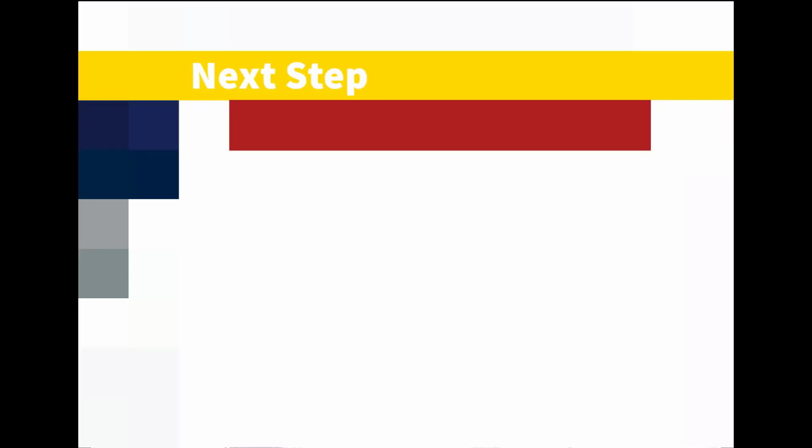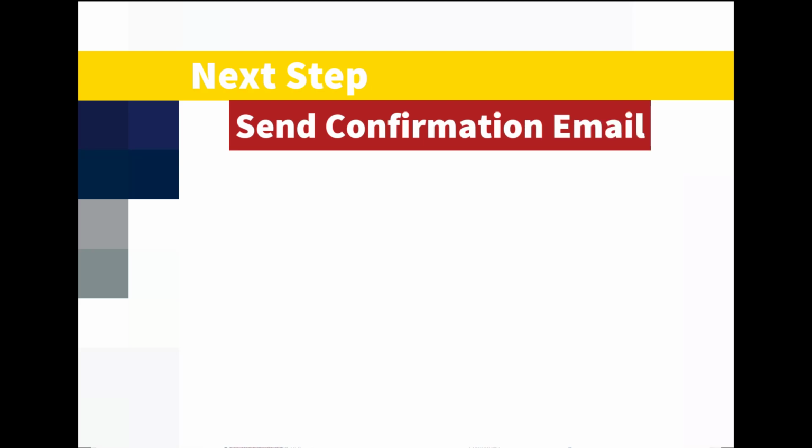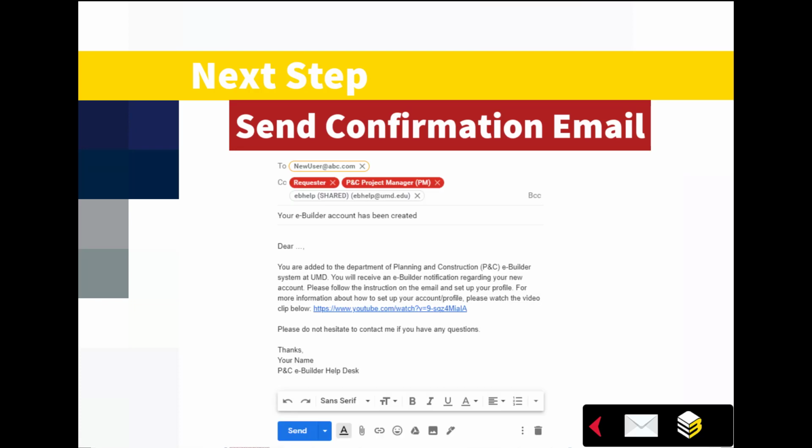Sending out a confirmation email. Once the new user has been created, send a confirmation email to the new user and CC the following recipients: 1. The requester, 2. The PNC project manager, and 3. ebhelp@umd.edu.